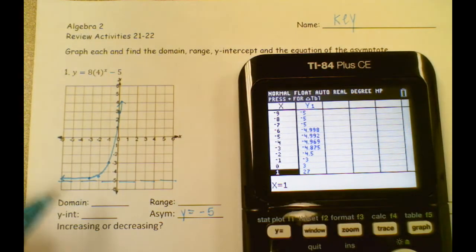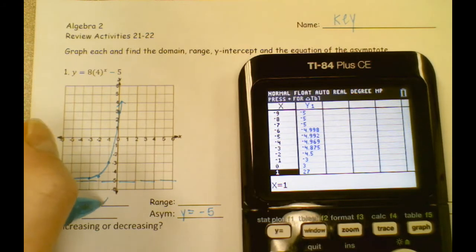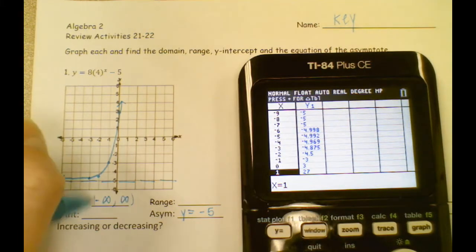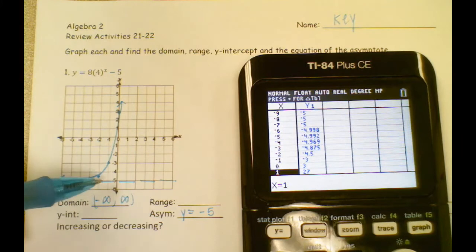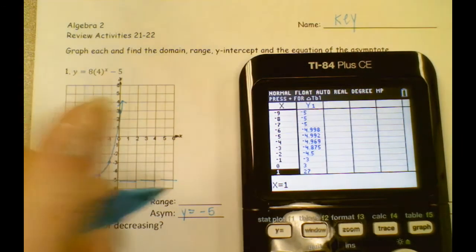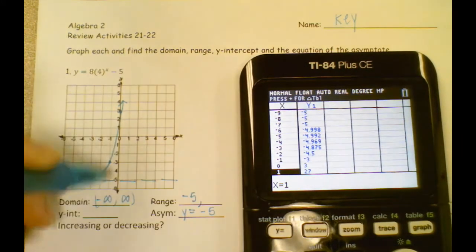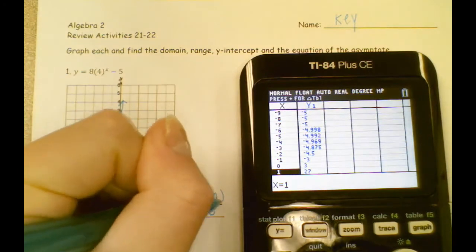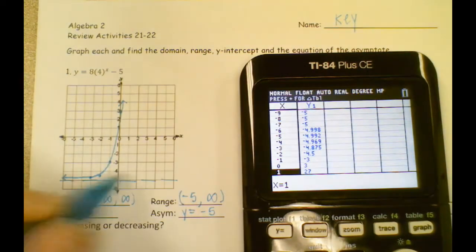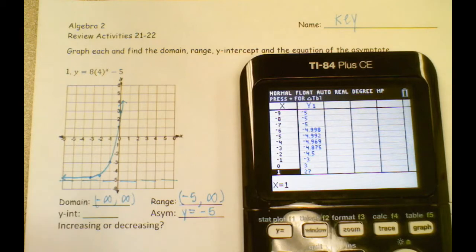Alrighty. The domain of this function is negative to positive infinity. Goes on forever, going left to right. The range, my lowest y value, starts at negative 5, and it goes all the way up to positive infinity. Now remember, we use a parenthesis on the negative 5 because technically I don't have points that are included there because of the dotted line.